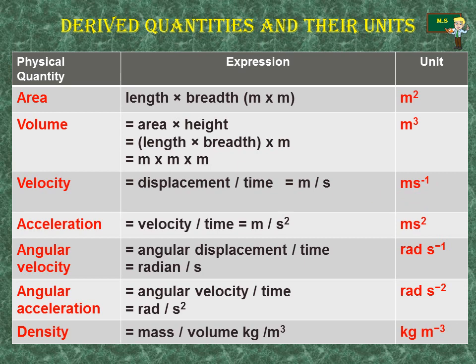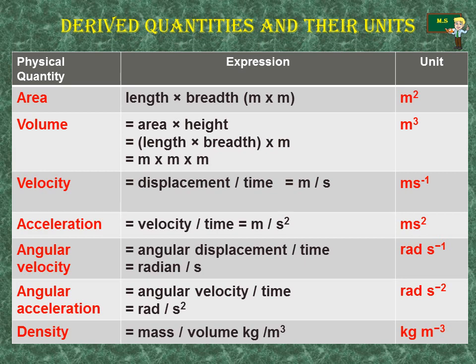Now let us see about the acceleration. Actually, acceleration is velocity divided by time. As we know, velocity is displacement by time. Here for velocity we have to put m by s, and again we have time. That means displacement by time divided by time. That's why we put s square. So acceleration has the unit m s minus 2.